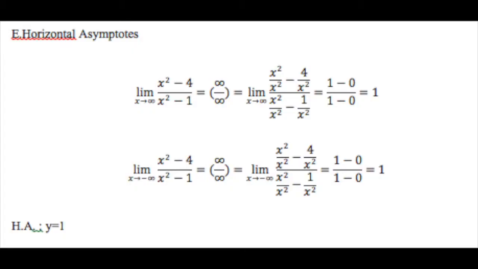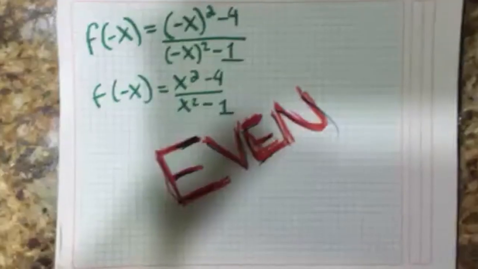In order to get the horizontal asymptote, we have to set the limit to plus infinity and also the limit to minus infinity. And doing that, we're going to get our horizontal asymptote.